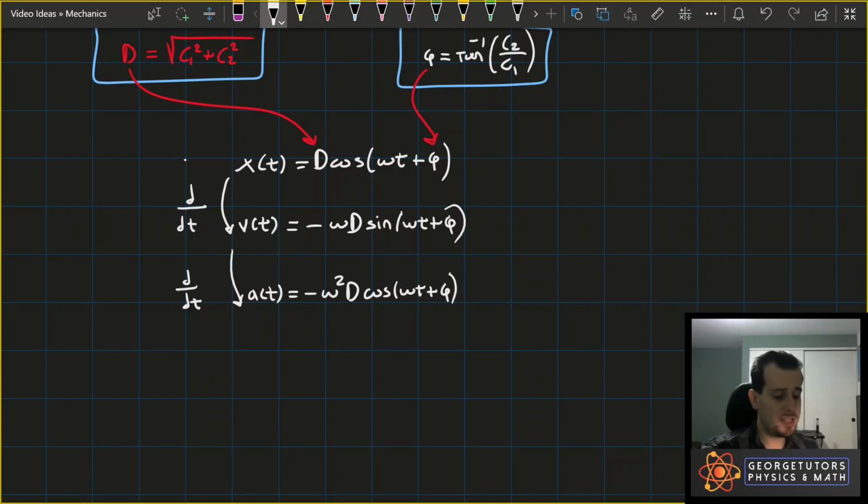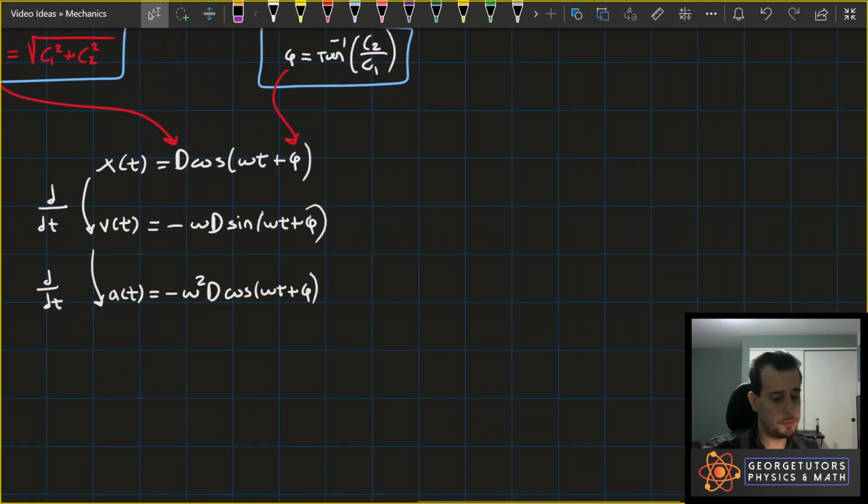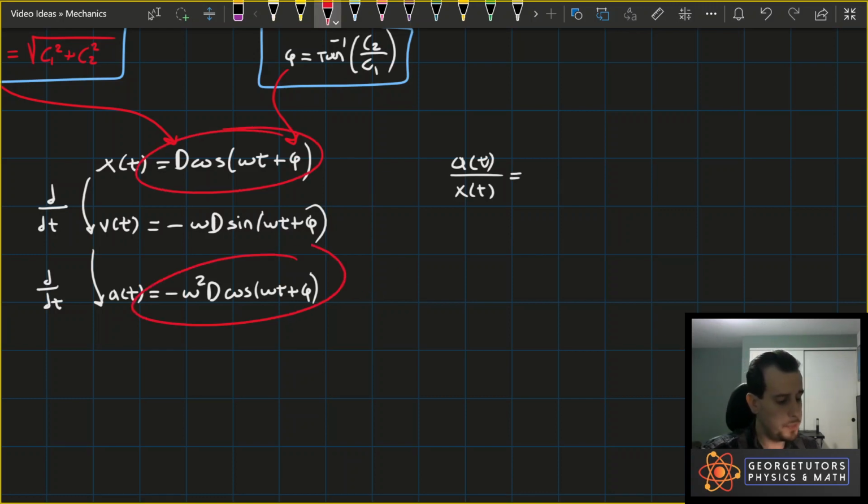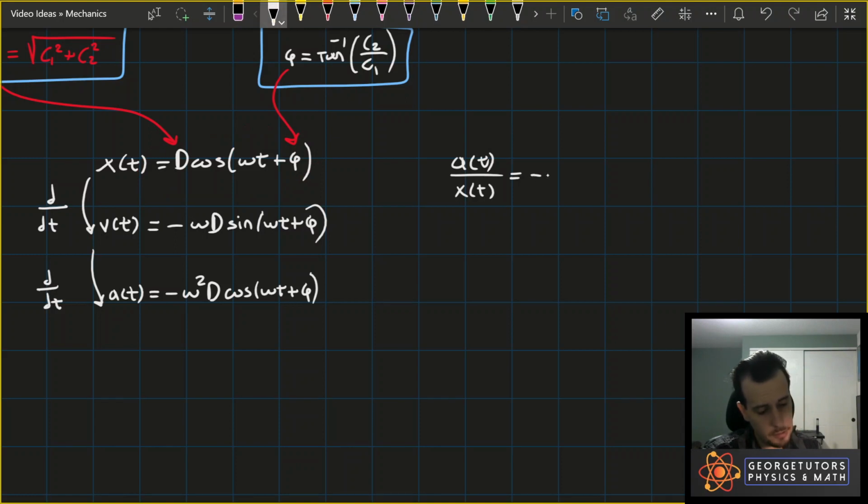And then from there, you can establish various relationships. For example, you can divide over here, if you'd like, the acceleration equation by the position equation. And as you can see, look what happens if you divide these two: you only have left minus omega squared. So you can relate, again, acceleration and position via the use of omega squared, which is really useful. So this is what I wanted to cover.